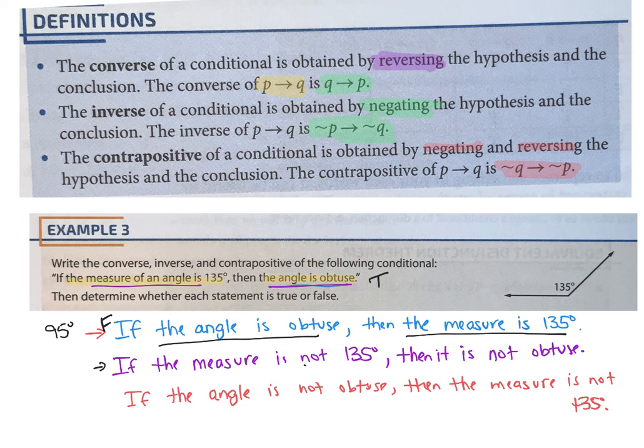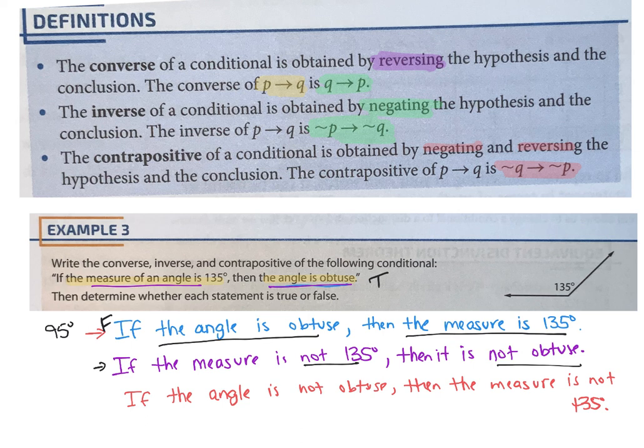All right, let's look at the next one. If the measure is not 135, then it is not obtuse. True or false? Why is that? Because it means the same thing as the first one? It doesn't mean exactly the same thing, but you're presenting a different hypothesis. So give me an angle that is not 135 and is not obtuse. So you're reversing it. You can't give me 95 here, right? I mean, you could, but that would still be obtuse. So you have to meet the hypothesis. It's not 135, but it does not meet the conclusion. It's not obtuse. Give me an angle that's not 135.